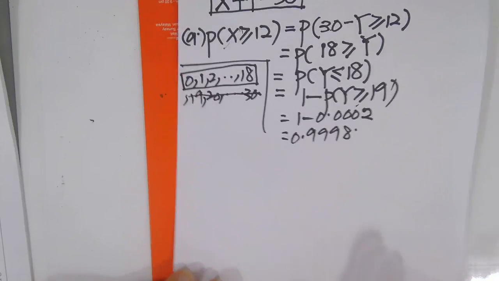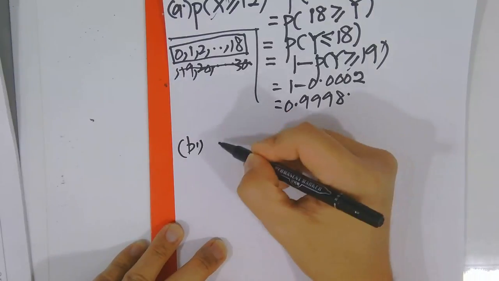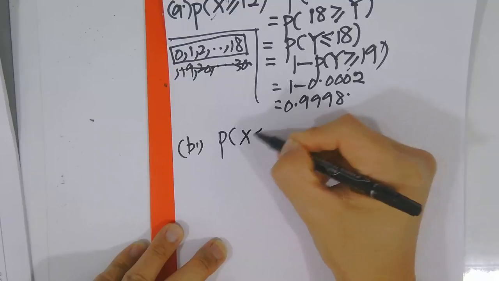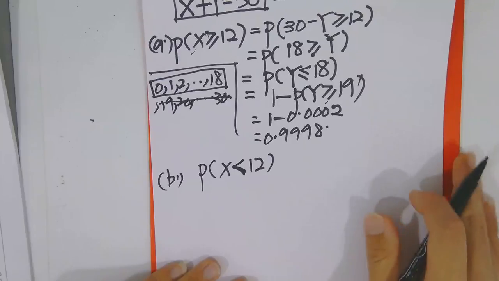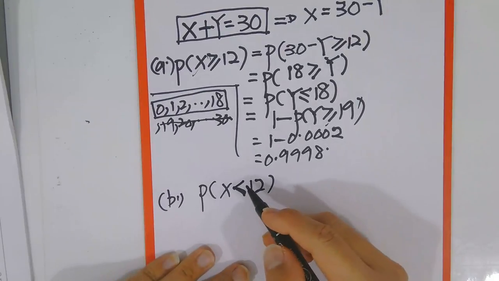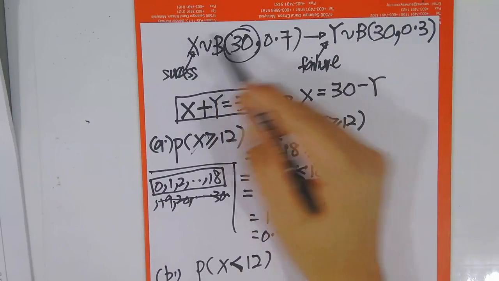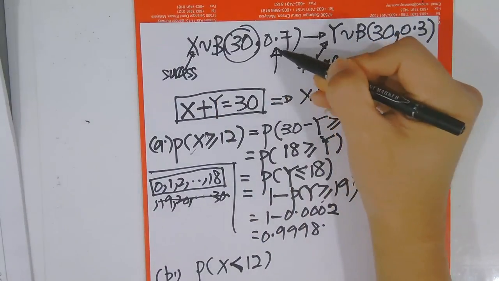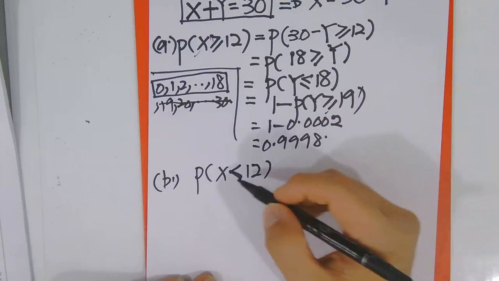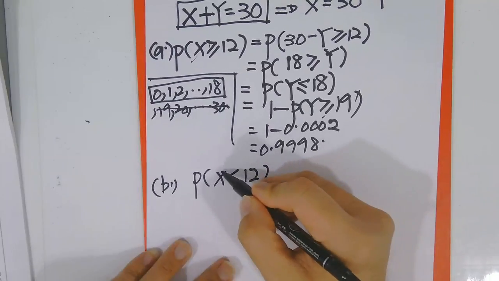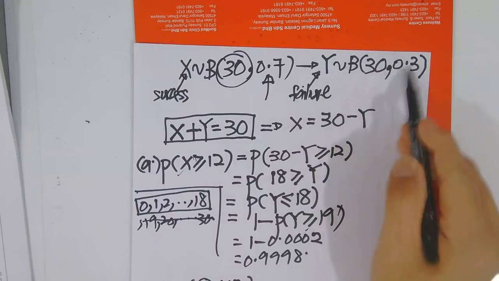So, okay, I give you more examples so that you have a better understanding. So B, how about if I give you that it will be less than 12, probability of x less than 12. This can't help you much because you know that the distribution of x has a probability of success of 0.7, which is not in your statistical table. So I should transform the variable x into this distribution with y so that I can use the statistical table.